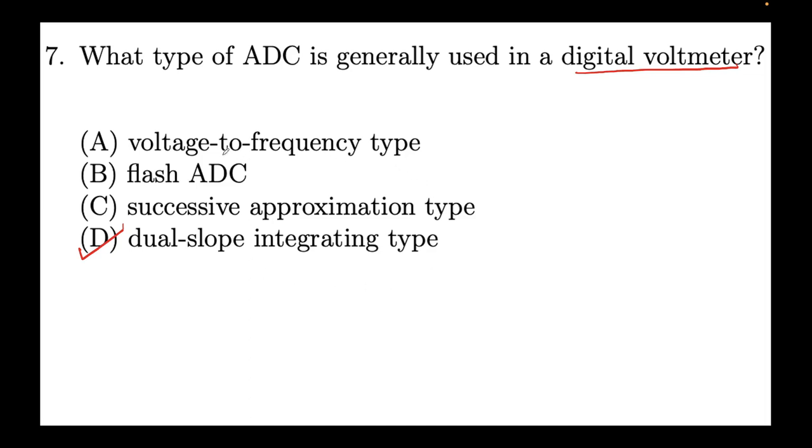Voltage to frequency type: actually, the dual slope integrating type is a subset of the voltage to frequency type. So I should say that this is the most correct option.